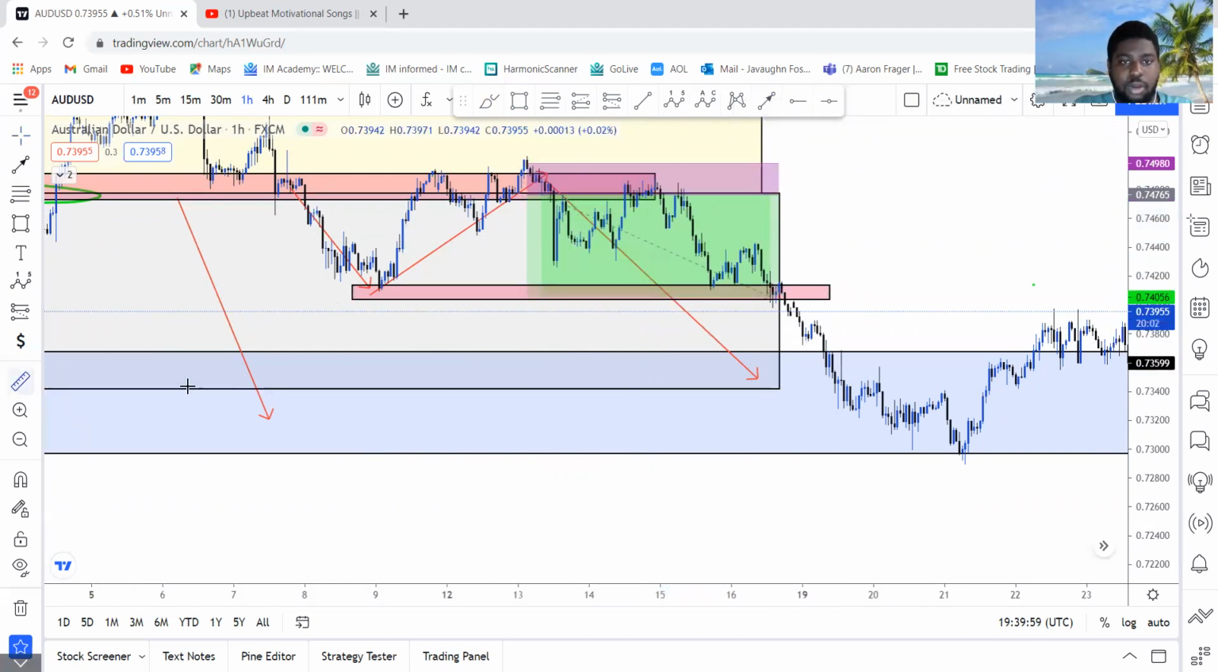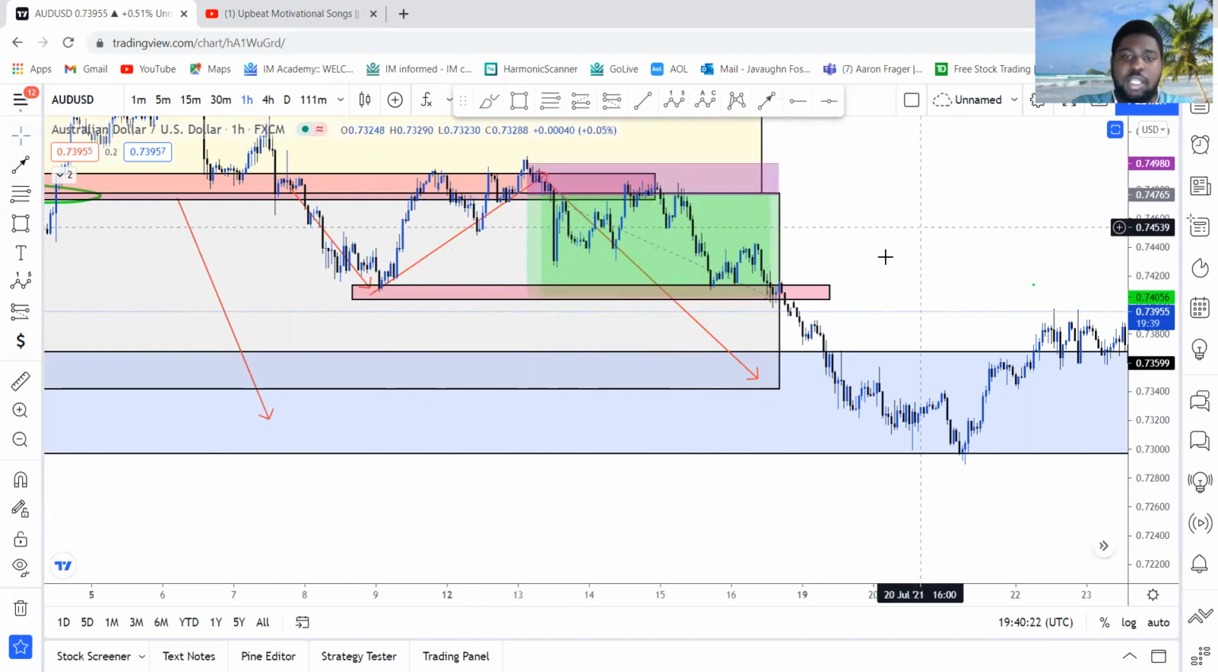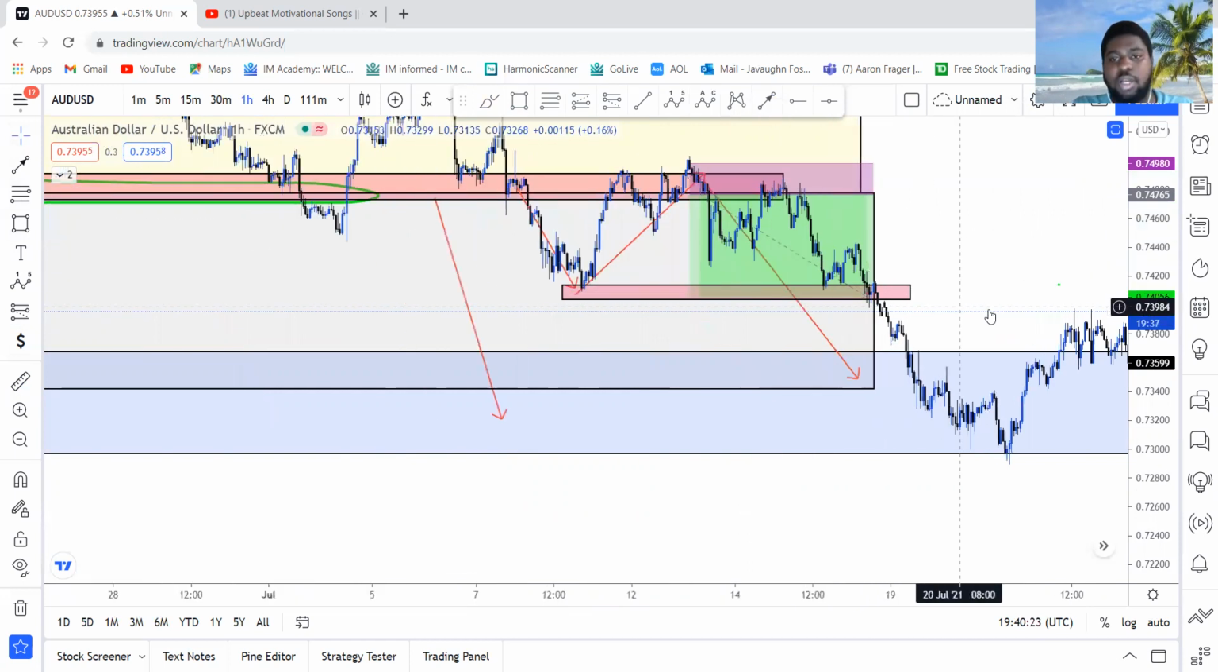So once again, this trade would have profited you. You're risking 20 pips, this trade would have profited you 70 pips. This is a 1 to 3 trade. So this is sort of a 1 to 3.3 trade. So once again, you're risking $20 to make $700. That's good risk to reward right there, guys.